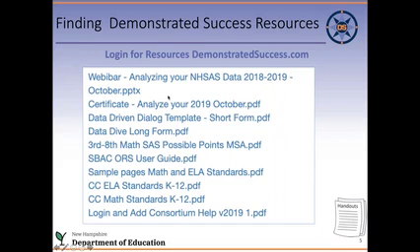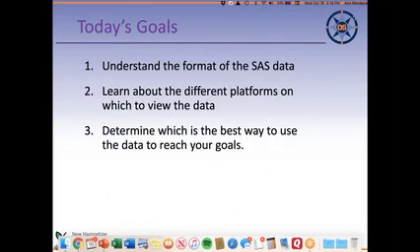And the PowerPoint is out here also, so you can download the PowerPoint. But there are some documents attached. And when we get to them, I will say there's a document attached. You can use that right now. So the goals of today, I want you all to understand the SAS data and learn about different platforms on which you can view the data and determine the best way that you can do it to reach your goals.